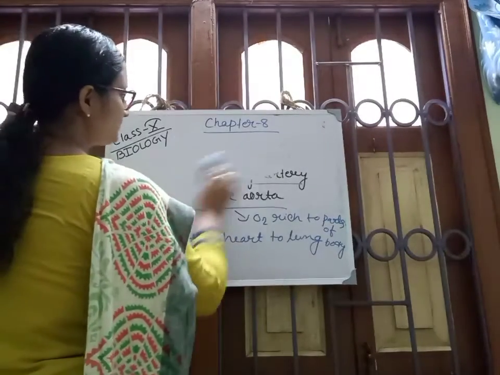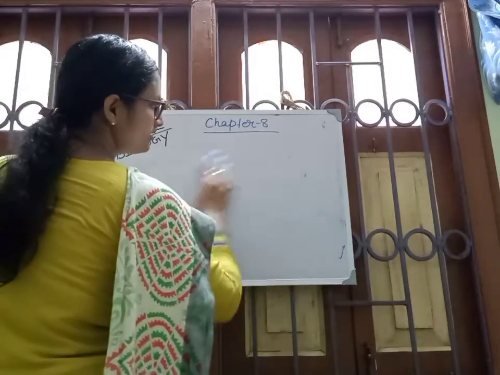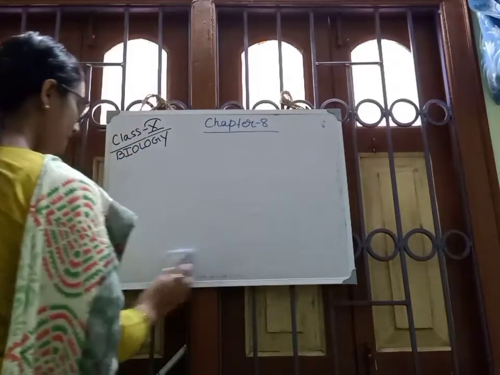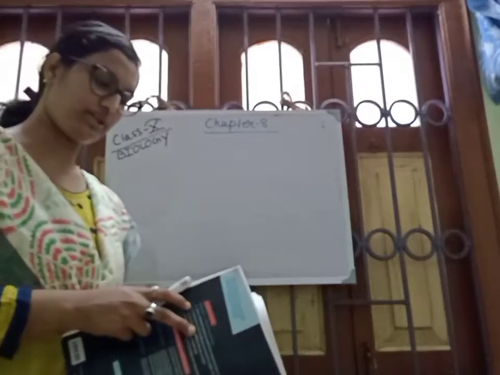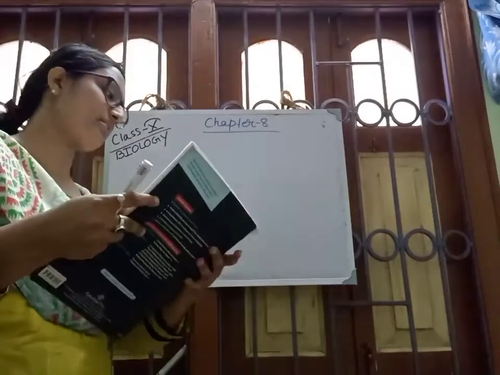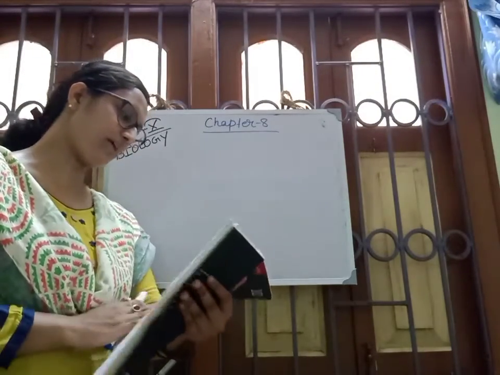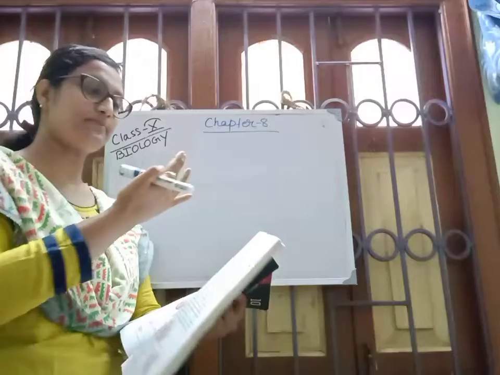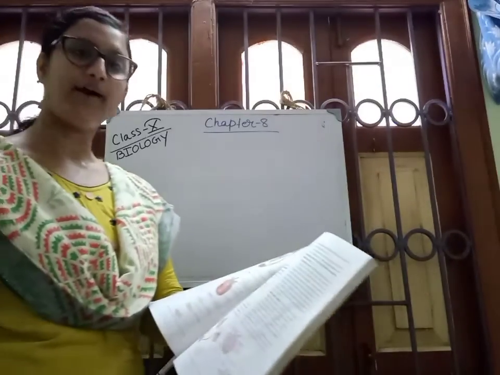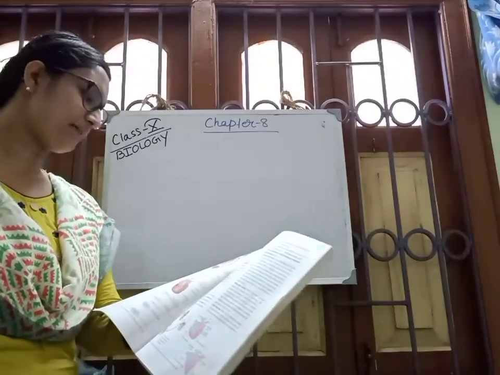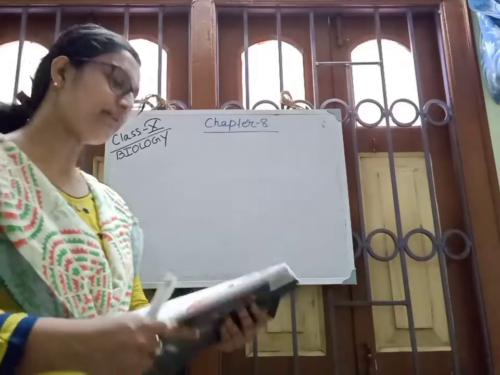Now the valves. Different types of valves are present. The location of these valves is most important. Four types of valves are present: the bicuspid valve, the tricuspid valve, the pulmonary or semilunar valve, and the aortic semilunar valve.